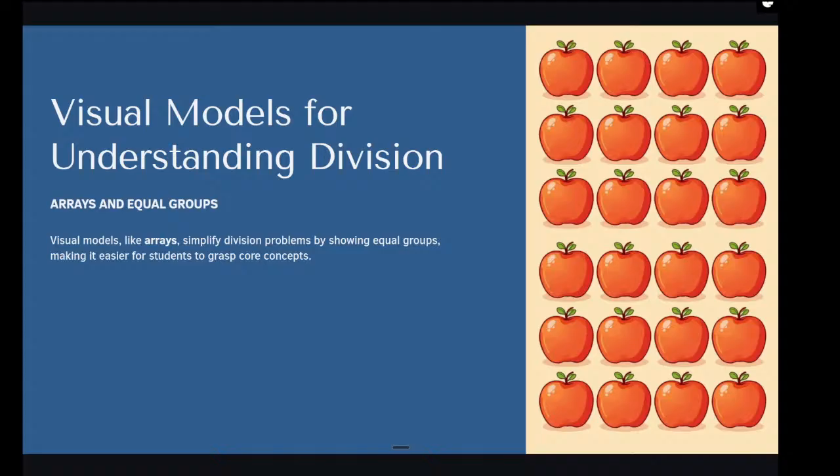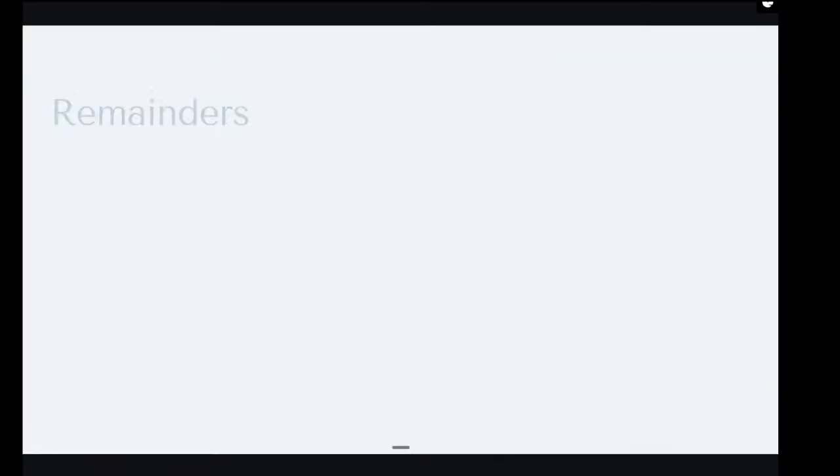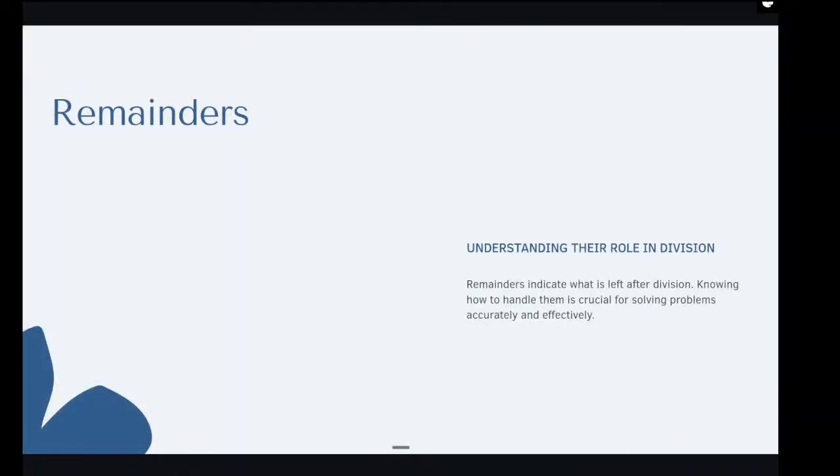Visual models for understanding division. Arrays and equal groups. Visual models like arrays simplify division problems by showing equal groups, making it easier for students to grasp core concepts. Remainders. Understanding their role in division. Remainders indicate what is left after division. Knowing how to handle them is crucial for solving problems accurately and effectively.